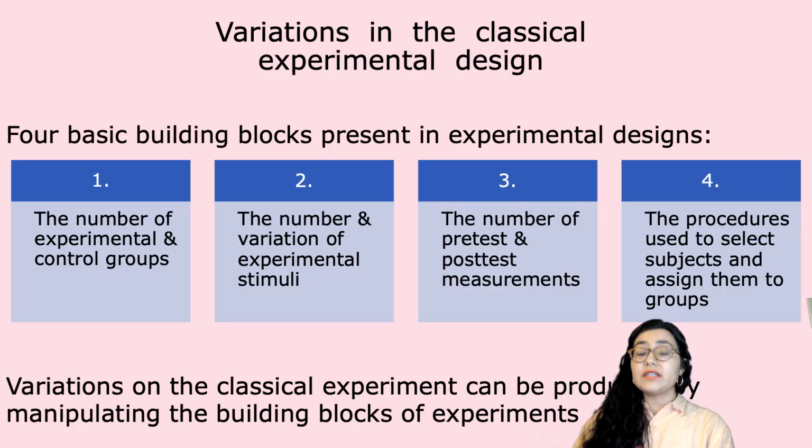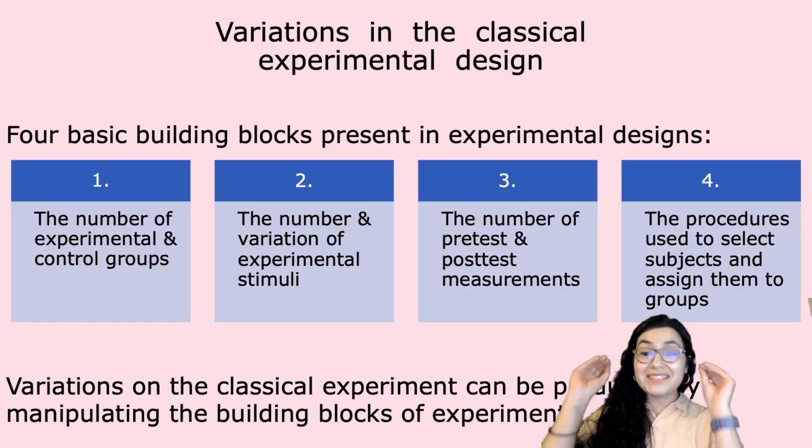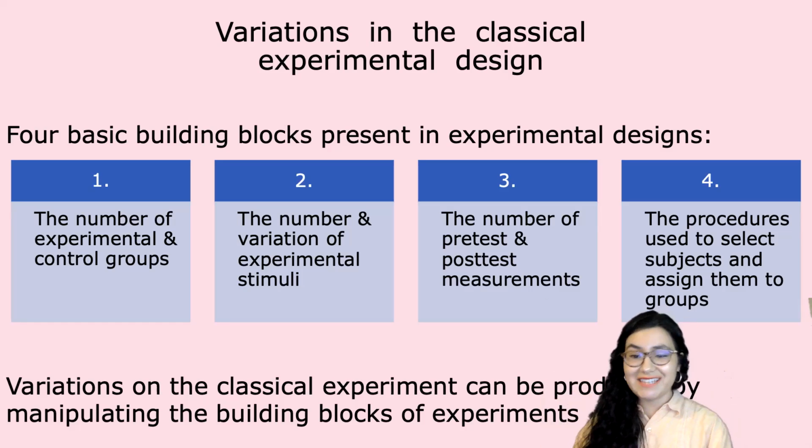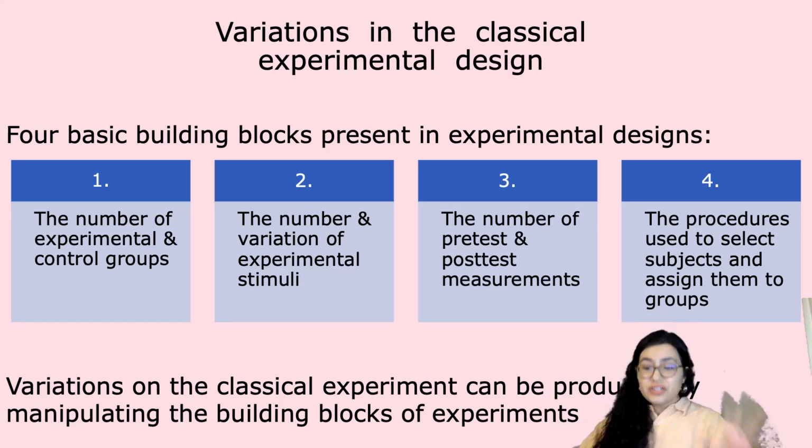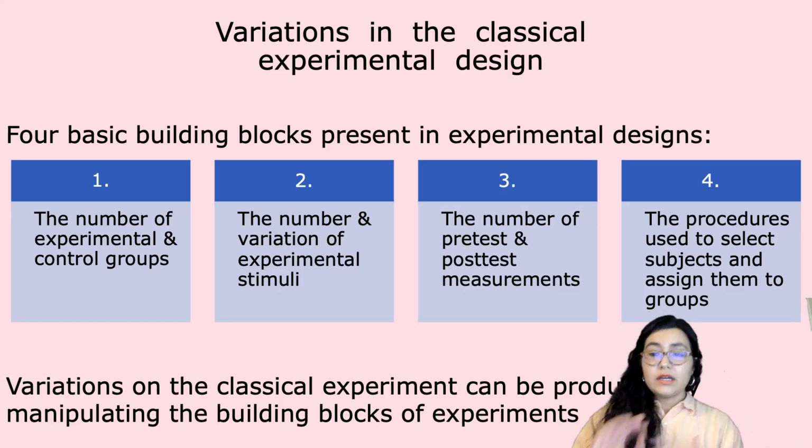And then there's a pre-test and a post-test measurement. Sometimes there's multiple of them throughout, but there's always at least one pre-test and one post-test. And there's a specific procedure for selecting subjects and assigning them to groups that is random. That's a key component of experimental designs. And so variations on this can be done by manipulating each of these basic blocks.